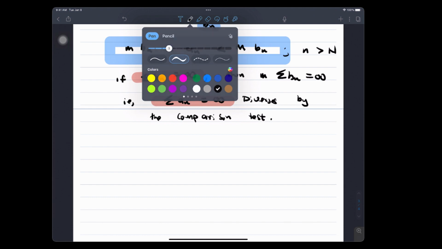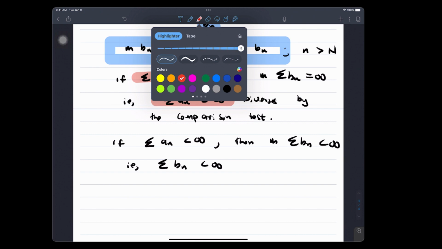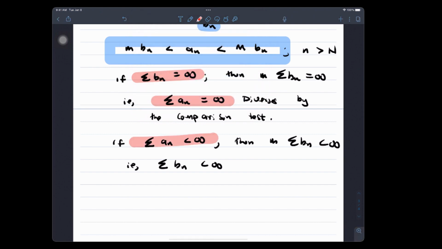And then you can say also, similarly, if the series AN converges, the larger series, then we know M sum BN is also finite, the smaller series, i.e. sum BN is finite. So now they're saying if AN is finite, then so is BN.